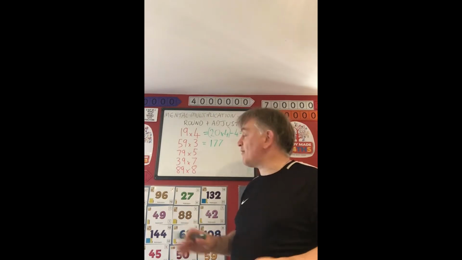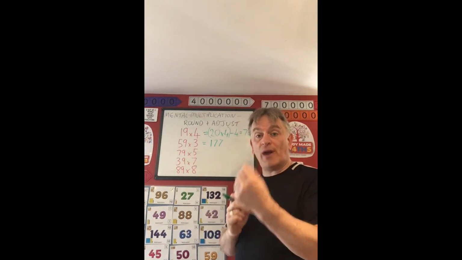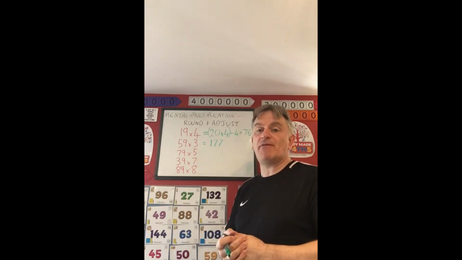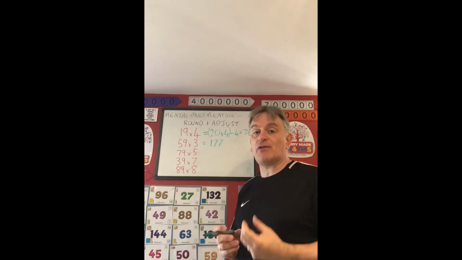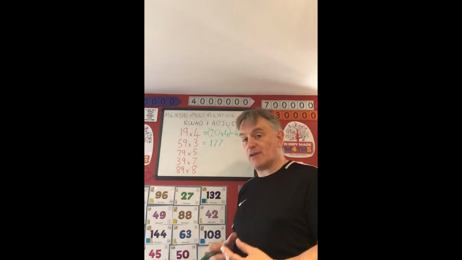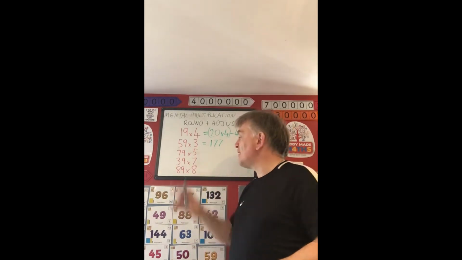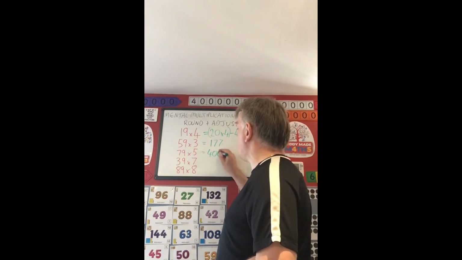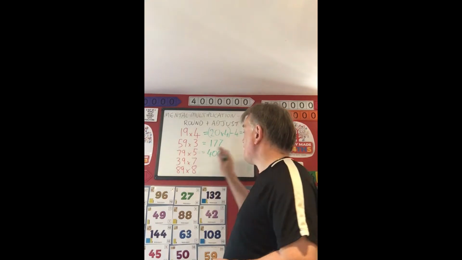79 times 5. Well, we know 79 is 1 away from 80, so we're imagining we've got 80 times 5, 80 multiplied by 5. Well, 8 multiplied by 5 is 40. We've now got 8 tens multiplied by 5 is 40 tens, or 400. 400, so we'll write the 400 down, and we're going to subtract 5.